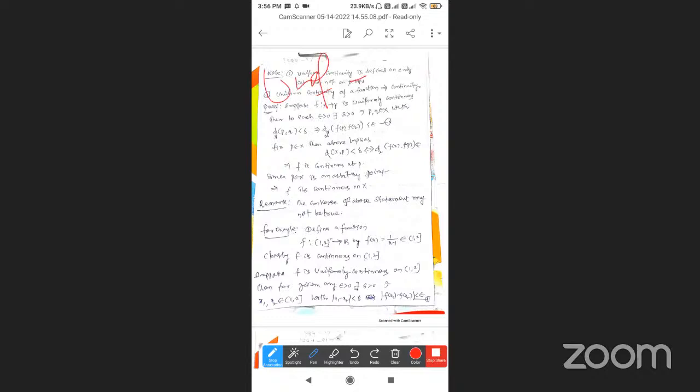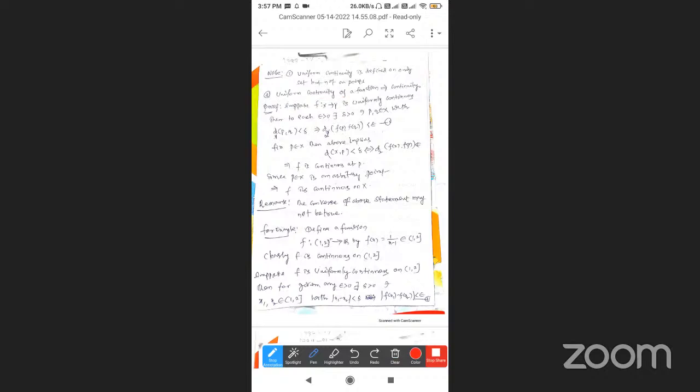Uniformly continuous implies continuous, but the reverse is not true. That is, every uniformly continuous function is continuous, but every continuous function need not be uniformly continuous. We can give the example in the proof. So what is uniform continuity? Uniform continuity of a function implies continuity.